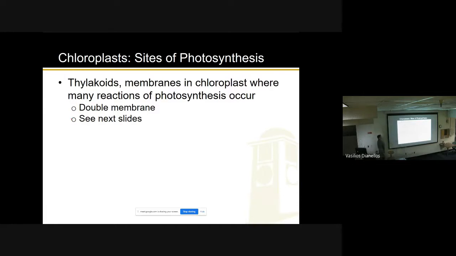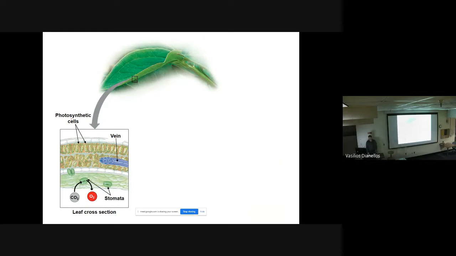Thylakoids. These are the membranes inside the chloroplast where all the magic happens. Your book gets pretty specific, mentions that they're double membranes. I'm going to show you a picture of it. I'm going to go through it quickly, though, because, again, I'm not going to ask you anything about this. There's a picture of that happening. Again, the stomata lets the gases in. We're going to zoom in there.